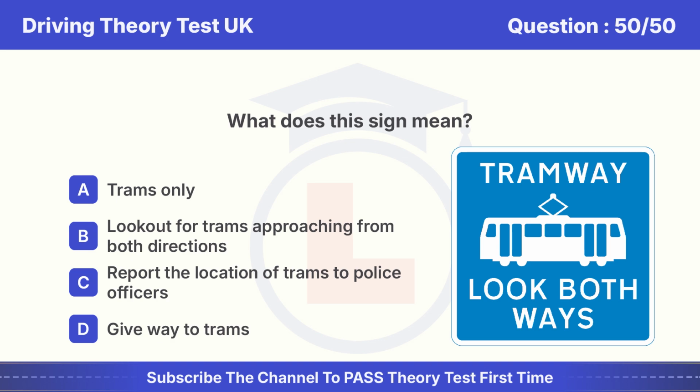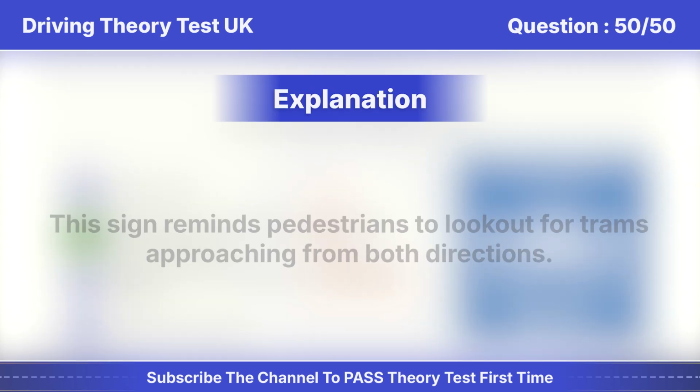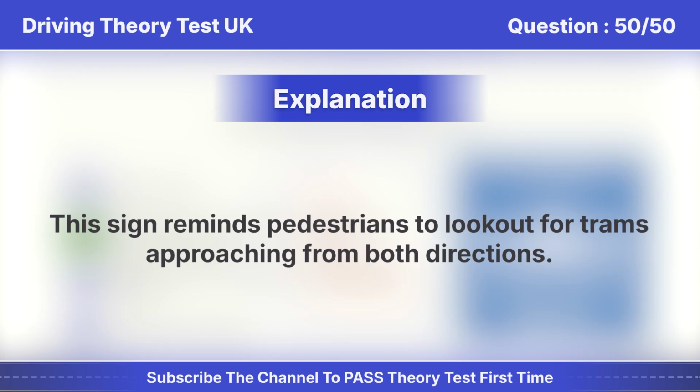Question 50. What does this sign mean? Answer is B. Look out for trams approaching from both directions. This sign reminds pedestrians to look out for trams approaching from both directions.